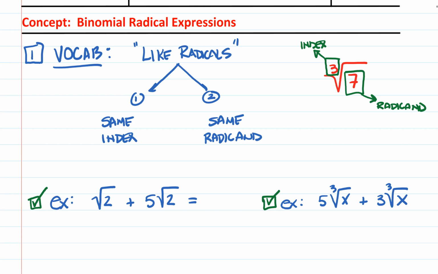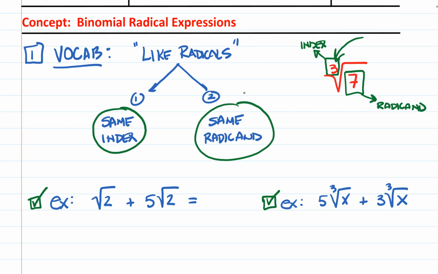In order for an expression to be considered like radicals, 2 things have to happen. The first thing is they have to have the same index. And remember that the index is the number that sits on the outside of the radical sign. And they have to have the same radicand. The radicand is the number that's underneath the radical sign. So as long as they have those 2 things, then you're good to go.